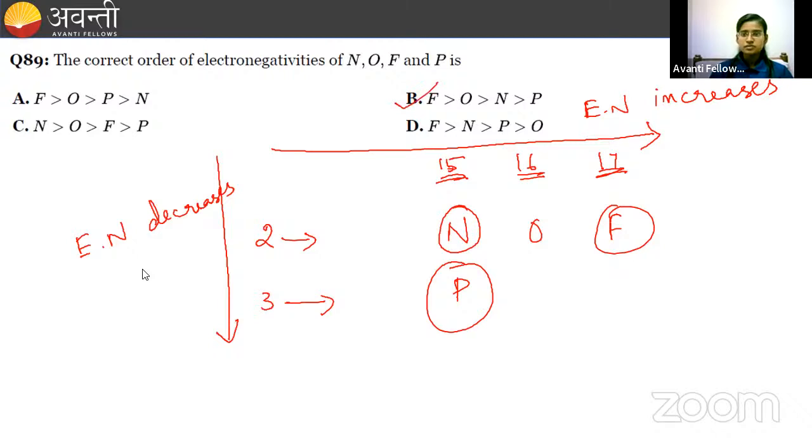Okay. Fluorine is the most electronegative and phosphorus is the least electronegative.